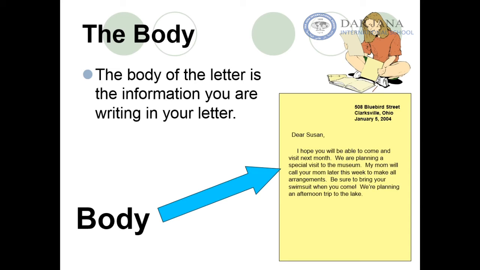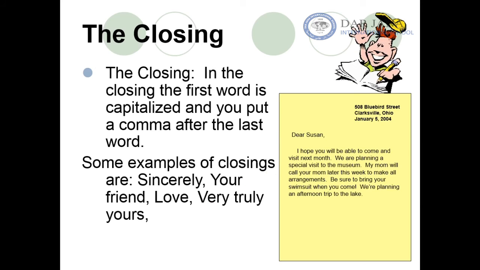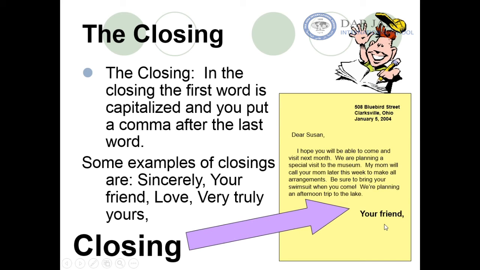After the body comes what? The closing. For the closing, we start with your friend, for example, or we can write love, or very truly yours, or sincerely. And after this comes the comma. So do not forget, when we are writing the closing, we end it with a comma. And we write it on the right bottom of the paper. So this is the closing.